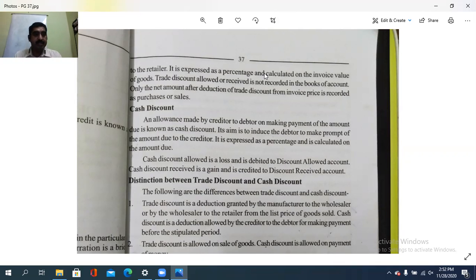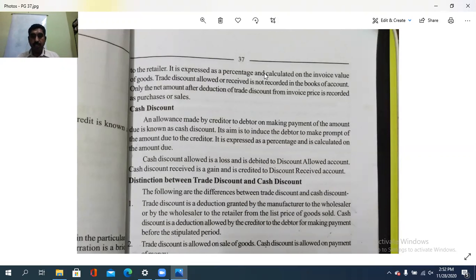An allowance made by a creditor to the debtor. A creditor is giving a special allowance. Suppose the payment to be received is 10,000 and I am giving a 2,000 discount, so 8,000 needs to be paid on so and so day. That is the cash discount, an allowance made by a creditor to the debtor on making the payment of the amount due.